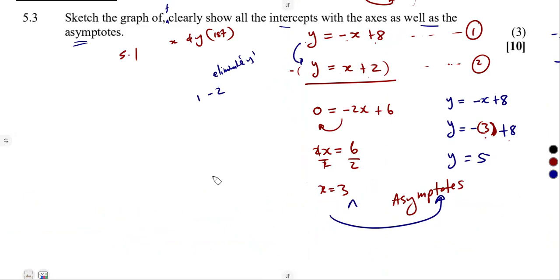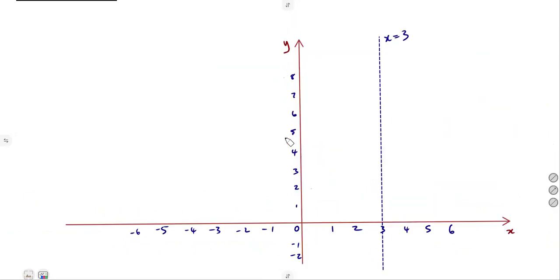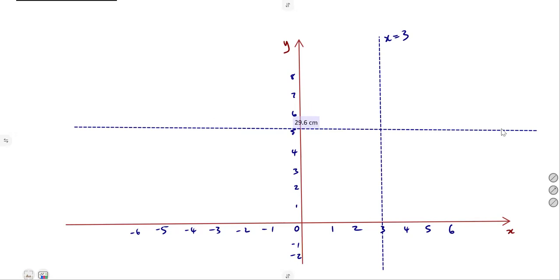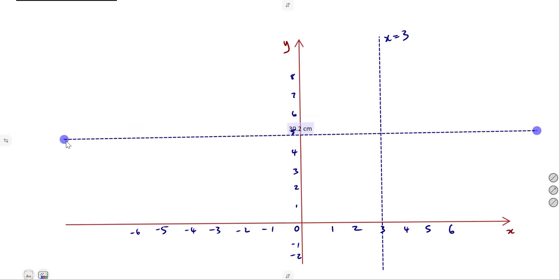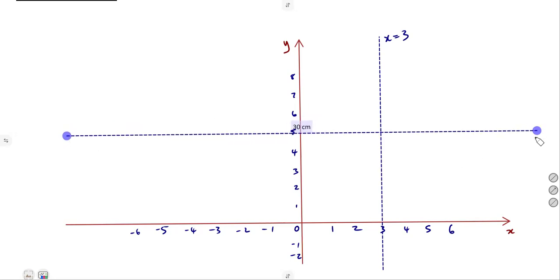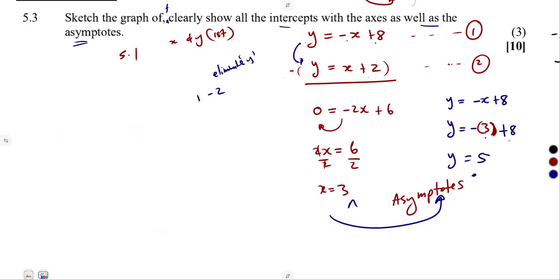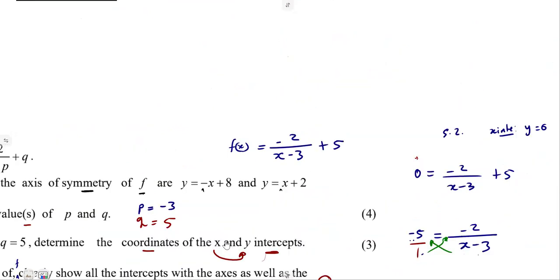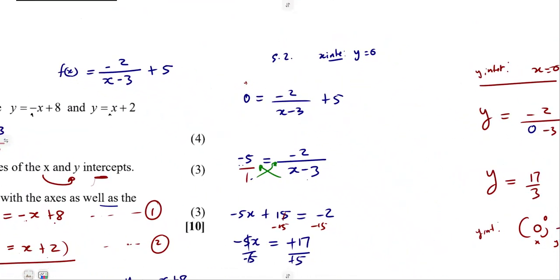Another one, y is equal to 5. At point 5 on the y-axis, draw the line y = 5, something like this. So we're going to have these as our asymptotes: x = 3 and y = 5. Then what about the shape? As we have got our asymptotes, then we consider the shape of the graph, to say a is negative.